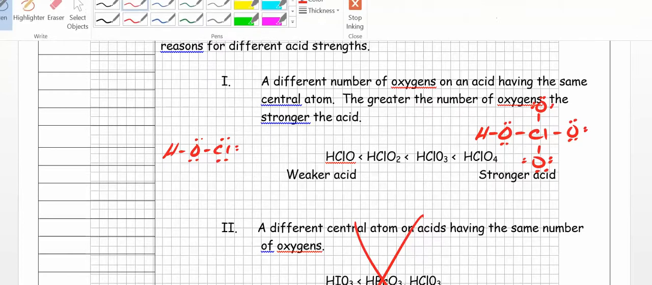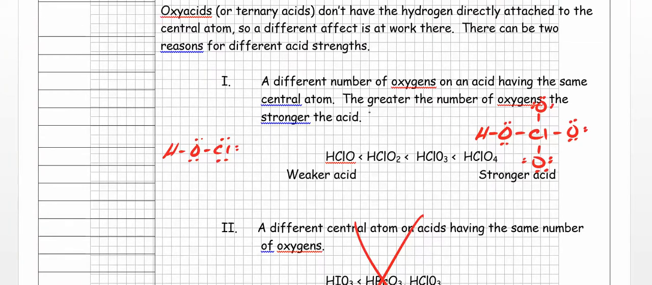So this is the rationale. But before I do that, here's what I want you to remember. The greater the number of oxygens, the stronger the acid. I'll underline that. The greater the number of oxygens, the stronger the acid. So if you just remember that much and don't remember the rationale, that's good enough.